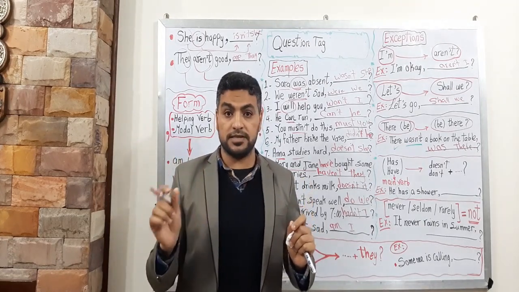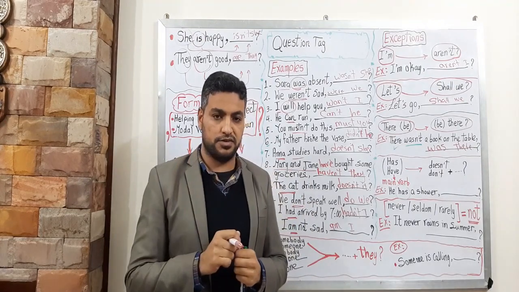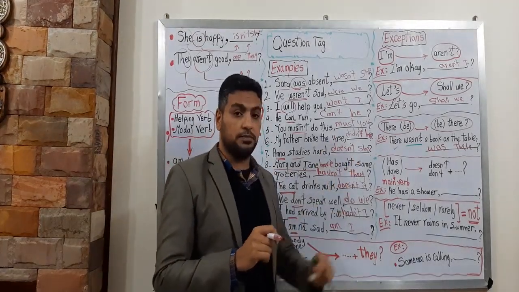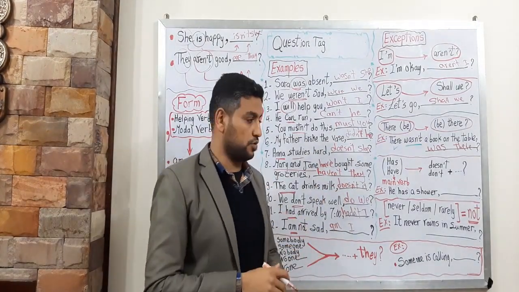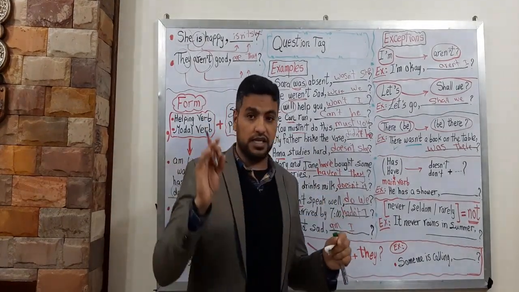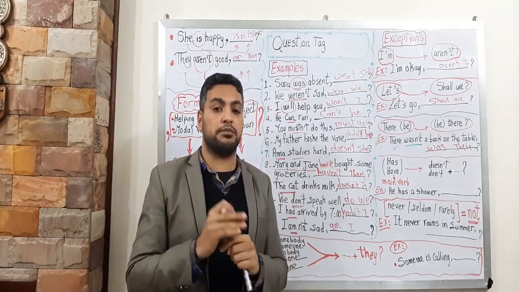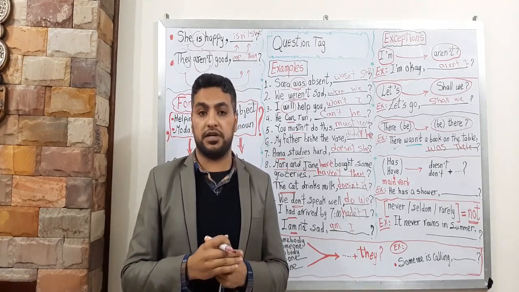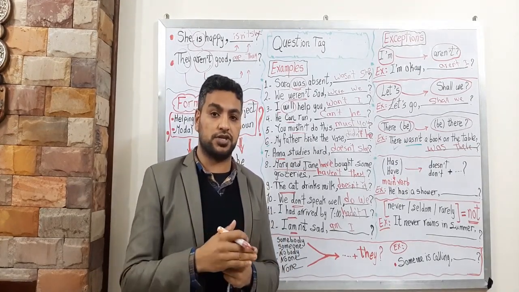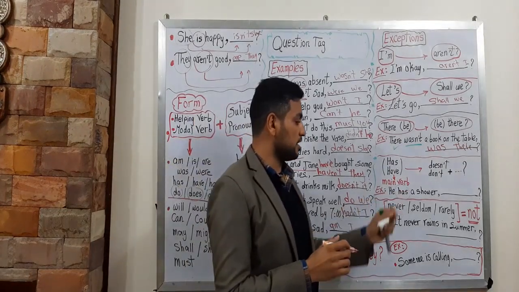this is present simple. So what's the helping verb of present simple? Do or does. Excellent. So has, it will be doesn't, and have will be don't, plus the subject pronoun. But concentrate, here has and have must be the main verb. For example, I have a shower. I have a piano lesson. She has a shower. She has a piano lesson.